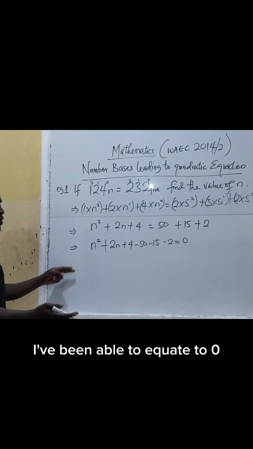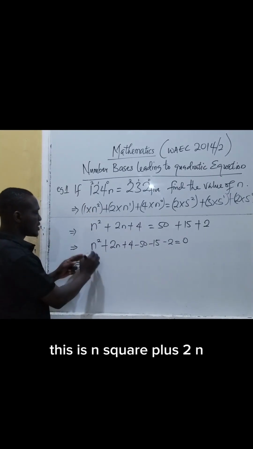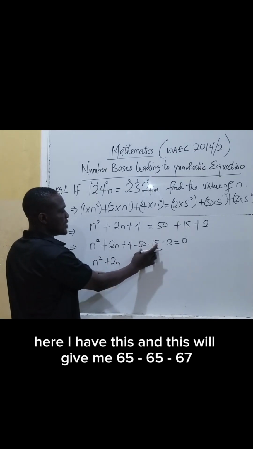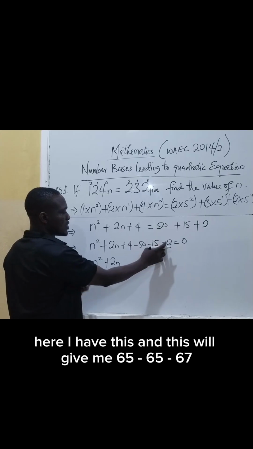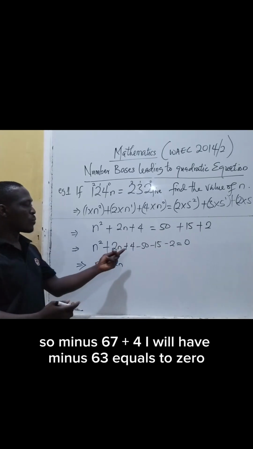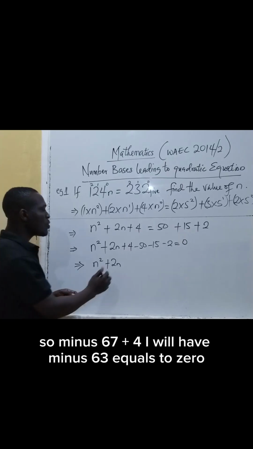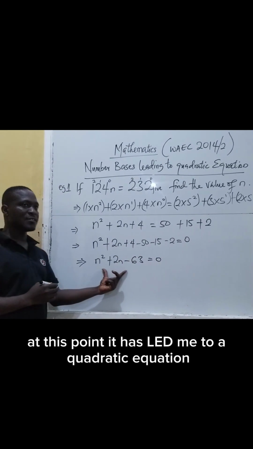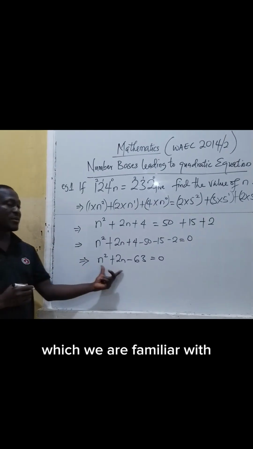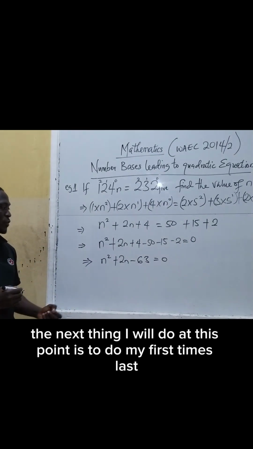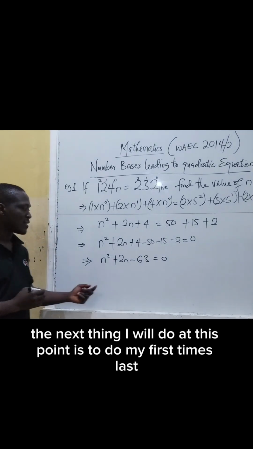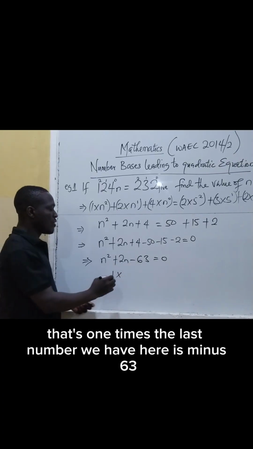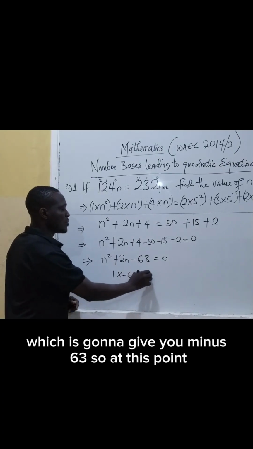I've been able to equate it to 0. So I'll move. This is n squared plus 2n. Here I have this and this will give me 65. Minus 65 minus 2 is minus 67. So minus 67 plus 4, I will have minus 63 equals 0. At this point, it has led me to a quadratic equation, which we are familiar with. So the next thing I will do at this point is to do my first times last. The coefficient of the first term, n squared, is 1. That's 1 times the last number we have here, minus 63, which is going to give me minus 63.